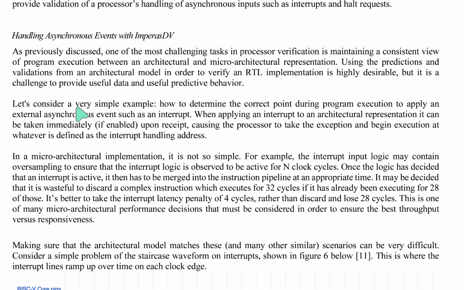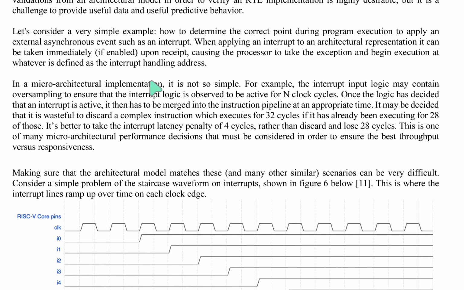So let's consider a very simple example: how to determine the correct point during program execution to apply an external asynchronous event such as an interrupt. When applying the interrupt to an architectural representation, it can be taken immediately if enabled upon receipt, causing the processor to take an exception and begin execution at whatever is defined as the interrupt handling address. In a microarchitecture implementation, it is not so simple.